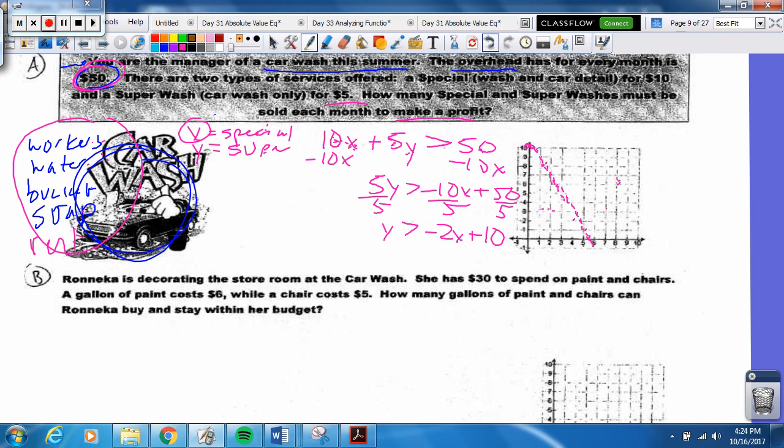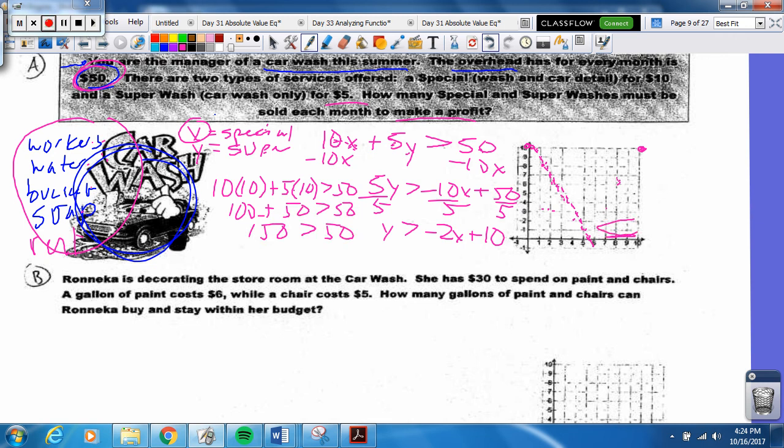Let's think about it. How about 10 and 10? What if I sold 10 of each? So 10 special washes and, sorry, 10 super washes at 5 each. Is that more than 50 bucks? Yeah, because that's 100 plus 50. That's $150, which is more than 50.